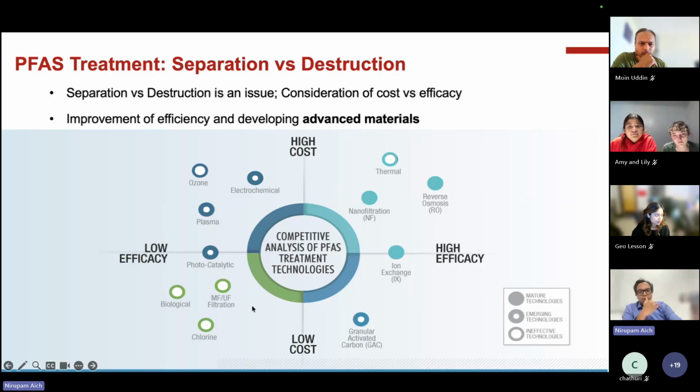If you look at this, this is a diagram from a few years back from an industry website, but it gives a really good overview of several technologies. If you look here, nanofiltration, ion exchange, reverse osmosis, and granular activated carbon, these are probably the most used conventional technologies for PFAS treatment. Nanofiltration, reverse osmosis, these are really, really good.